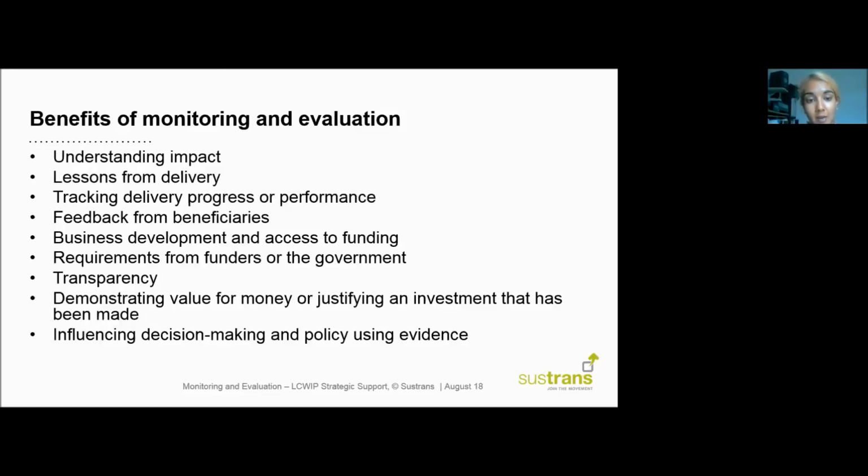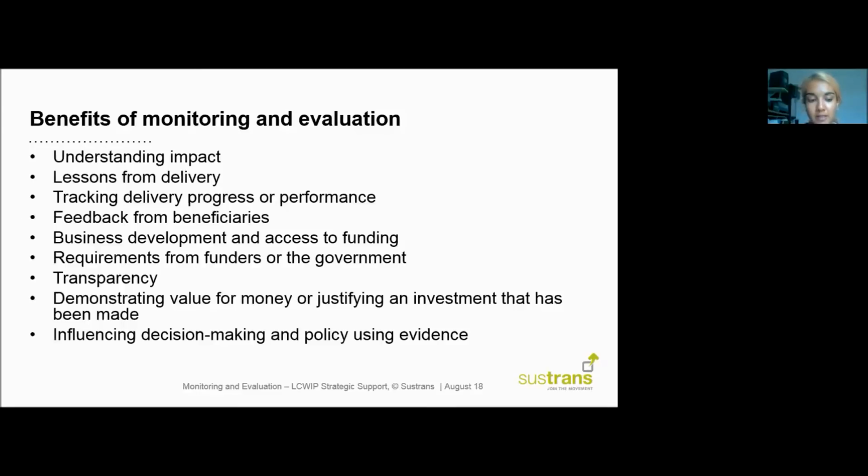So understanding what has been successful or not successful is crucial for being able to demonstrate that the project delivery is value for money, or to justify why an investment has been made in certain activities. And that's very much linked to transparency around funding decision making. So it's very important to be able to demonstrate what has been achieved with funds that have been spent. A second key umbrella here is about learning lessons from the delivery process.